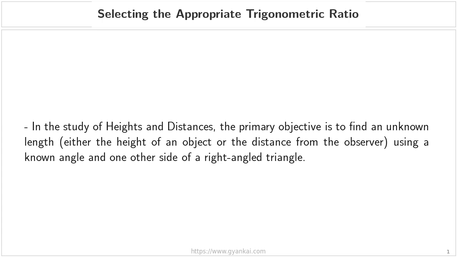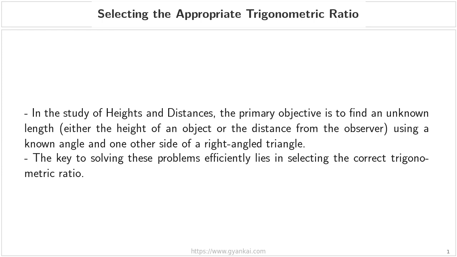a right-angled triangle. Now, you might find these problems a bit overwhelming at first when looking at a word problem, but here is a secret. The key to solving these efficiently and accurately lies entirely in your ability to select the correct trigonometric ratio. Over the next few slides, I will show you exactly how to identify your sides and choose the perfect ratio every single time. Welcome, everyone. Today, we are beginning a very practical topic in trigonometry, selecting the appropriate trigonometric ratio.